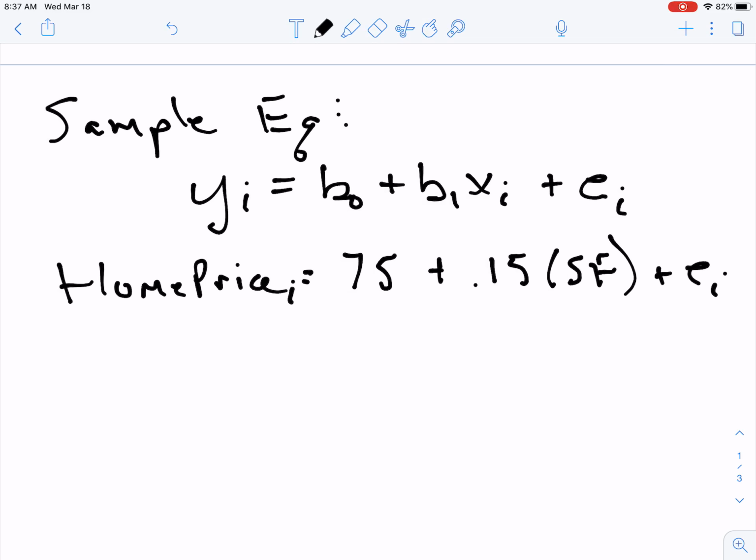So let's do a slope interpretation just for practice. If the number of square feet increases by 1, then home price increases by $0.15 thousand. So that would be about $150 per square foot. So that's an example of a sample linear equation.